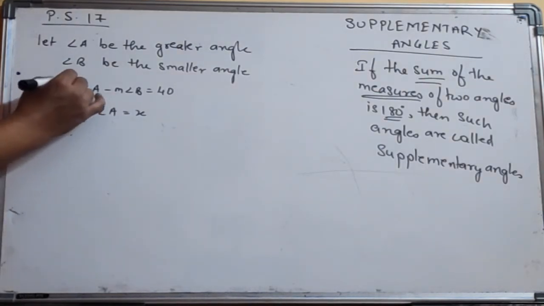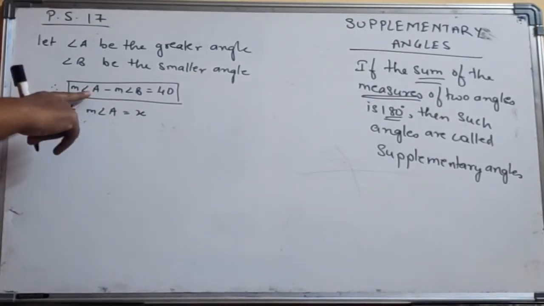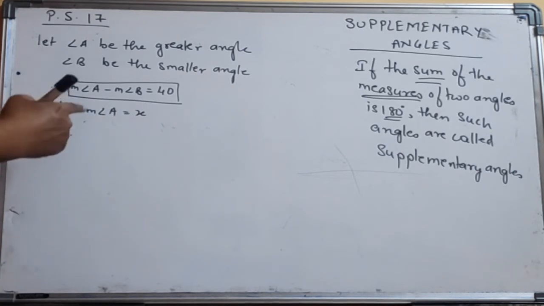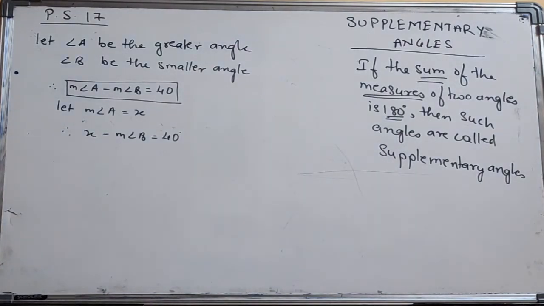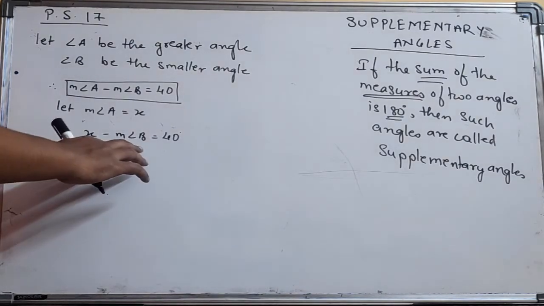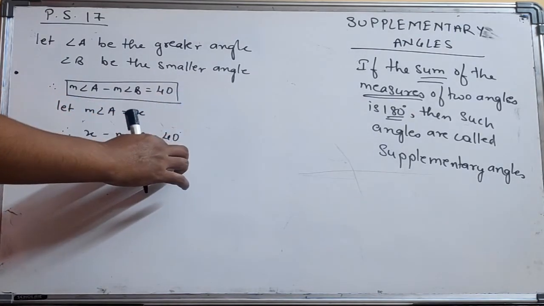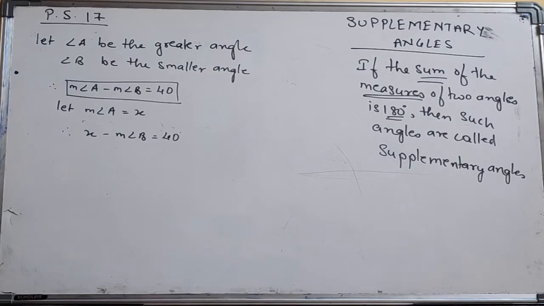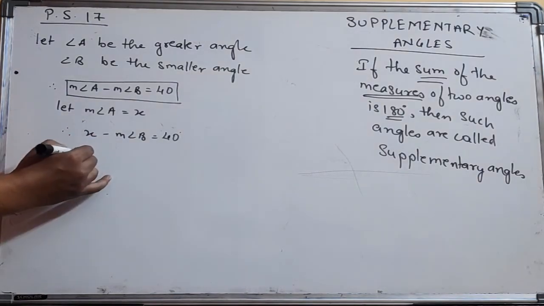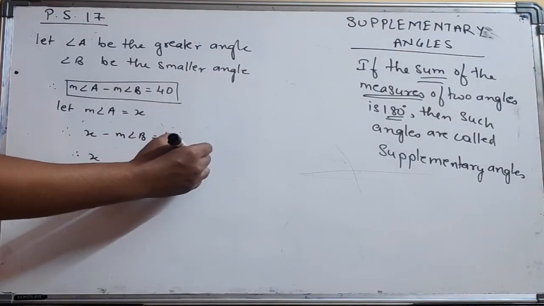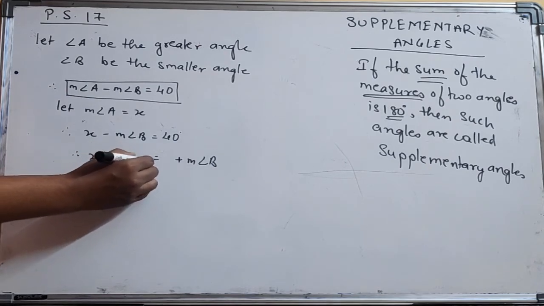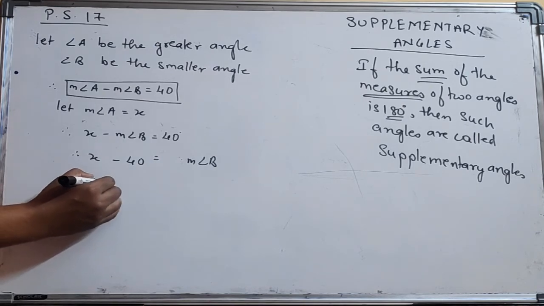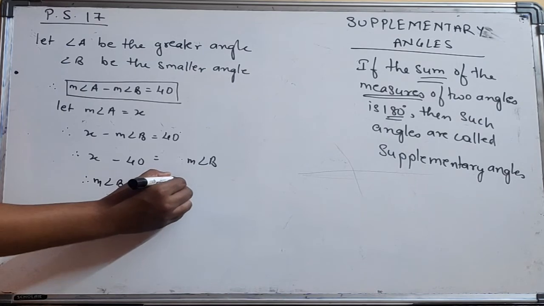Therefore, the change in this statement will be, instead of A, I am going to write X. So X minus measure of angle B is equal to 40 degrees. Now, I am going to take this on the left hand side and this on the right hand side. Whenever you change the position across the equal to sign, the sign will also change. So this X is over here. This minus B, when it goes on this side, becomes positive B. And this 40, when it comes on this side, becomes minus 40. Therefore, measure of angle B is equal to X minus 40 degrees.